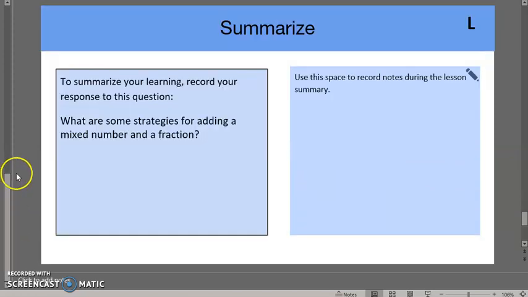In summarizing today's lesson, to summarize your learning, record your responses to this question. What are some strategies for adding a mixed number and a fraction? We want you to write your responses here and any other notes you want to include in this space as well. In the next slide, we'll be providing some notes that I provided, and we can compare it to what you have already.